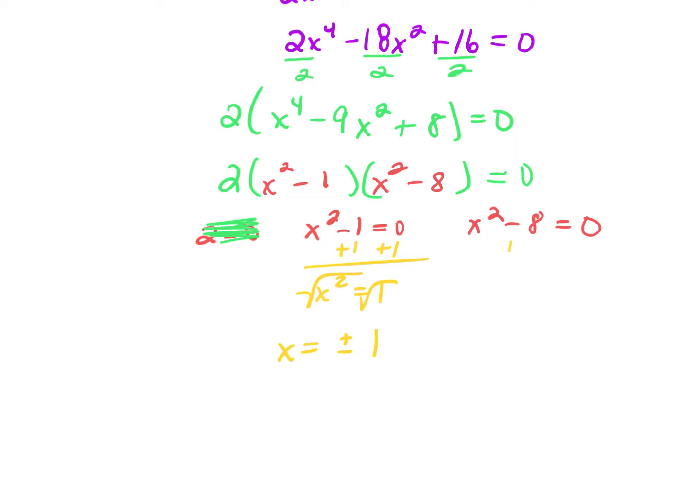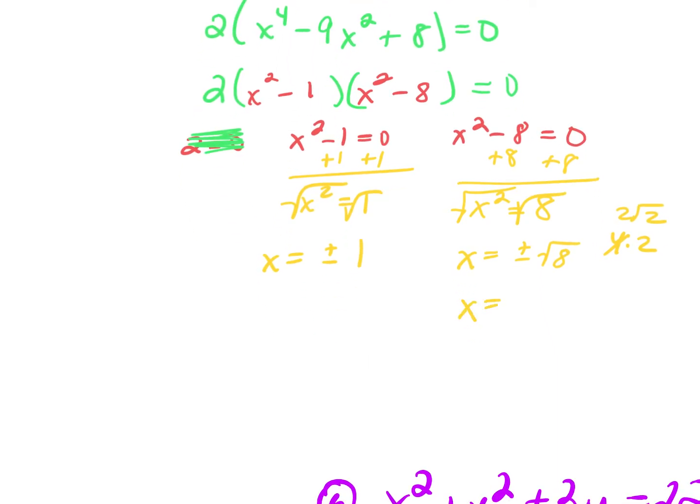Same thing here. I'm going to add 8 to both sides. I get x squared equals what? Okay, well, it equals 8, right? Then I have to take the square root, so I get x equals plus or minus the square root of 8. Can I leave it as the square root of 8? No, I cannot. I have to break that down. 8 is 4 and 2, right? So 2 comes on the outside. The other 2 stays on the inside. So I have 2 values here. It's x equals plus or minus 2 root 2.